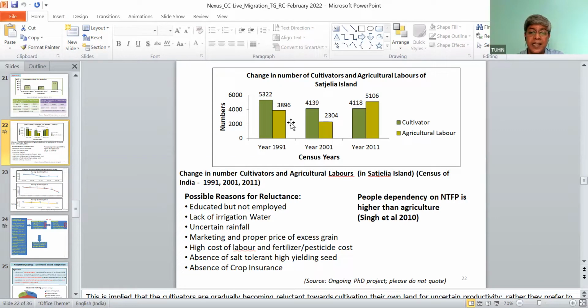But the agriculture laborers are increasing because they are getting assured job and assured remuneration out of their work. And people's dependency on the non-timber forest product is higher than agriculture. It is already documented. So people are not really interested to come up with any kind of agriculture practices due to all this uncertainty.